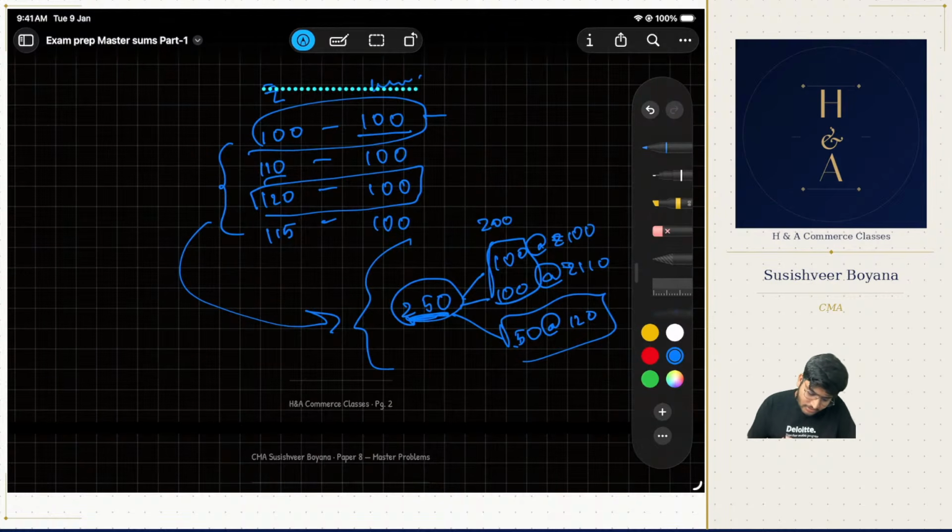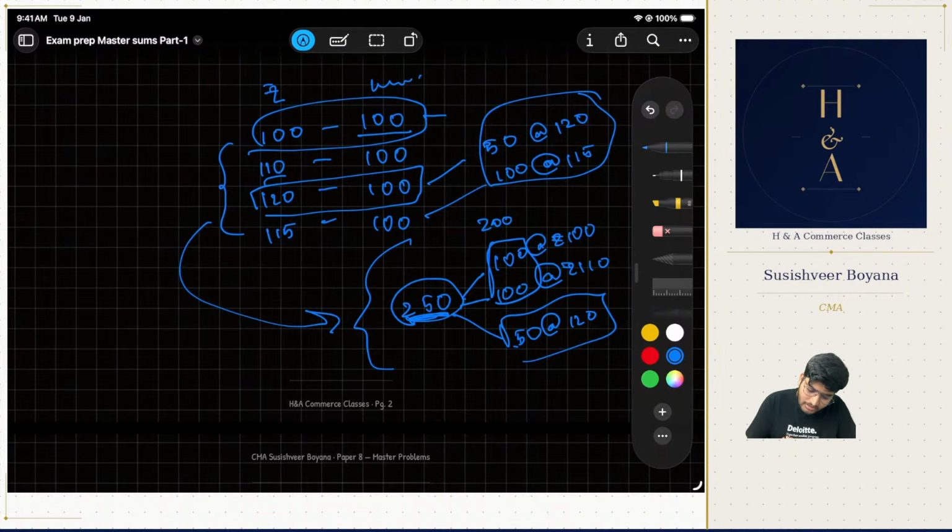So what is left, sir? 50 out of the third batch at the rate of 120 and 100 quantity at the rate of 115 is left. So this is going to be the inventory value or the closing stock value. This is how FIFO works.